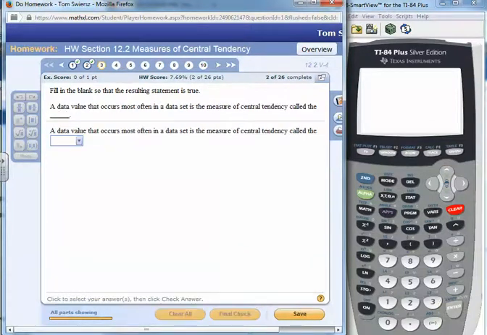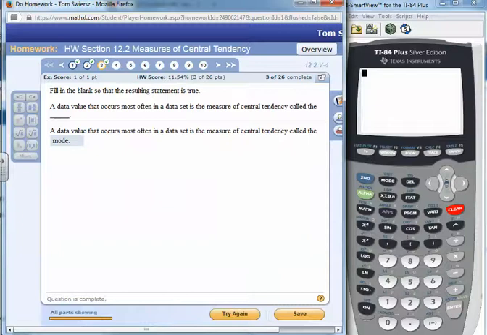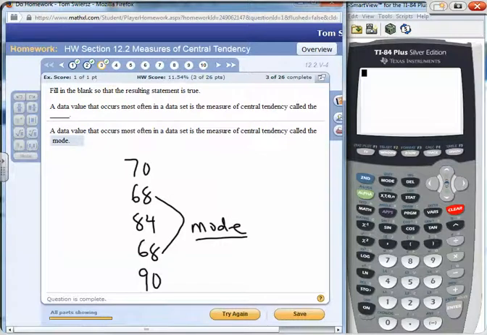Okay. Question number 3, the data value that occurs most often. If one data value occurs more than once, or the most often, then that is called the mode. For example, if you have data items such as 70, 68, 84, 68, 90, the mode would be 68 because it occurs twice. The data that occurs the most often is called the mode. All right, very good.